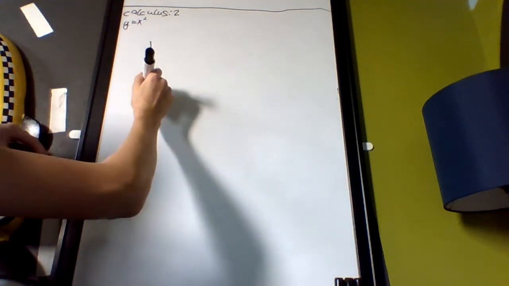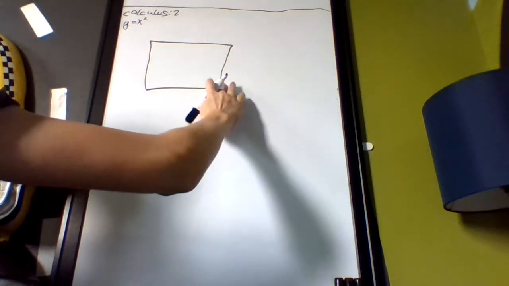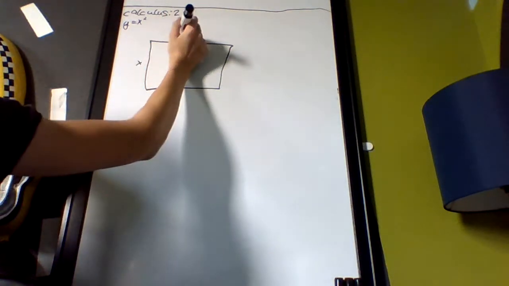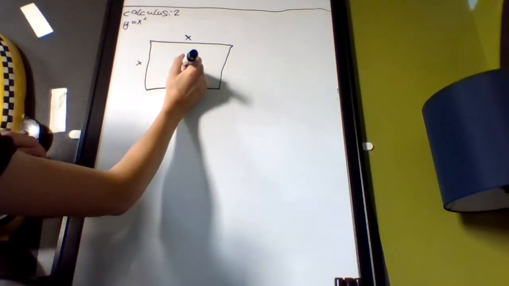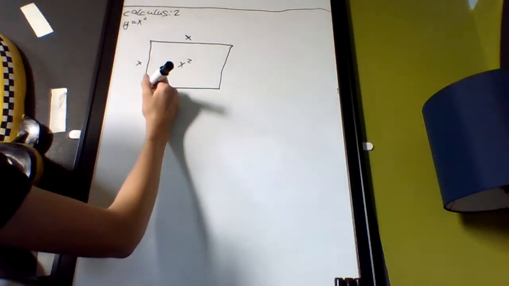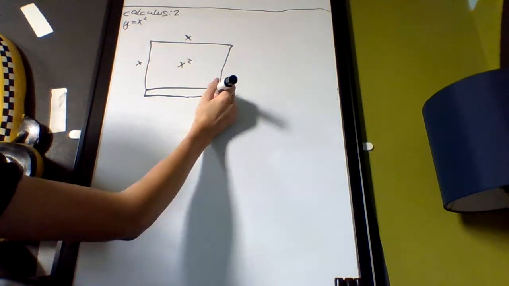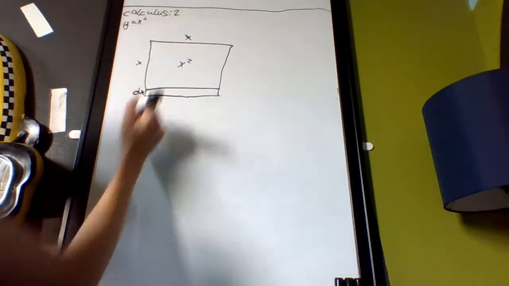Instead of looking at it on a graph and looking at all of the properties of it, trying to find slopes at certain points and stuff, let's look at a box, a big old square. It's an x by x square, meaning the area inside is x squared. Now let's change it by some tiny amount I'll call dx.